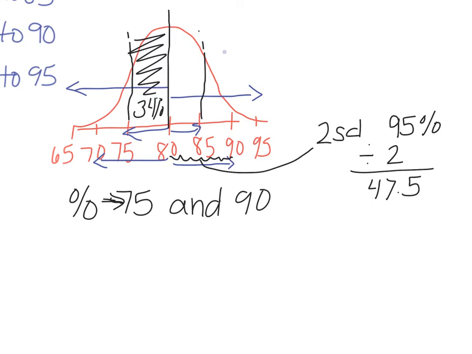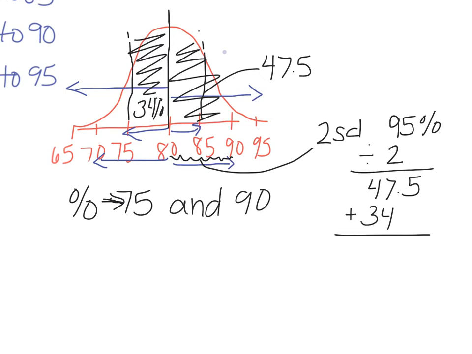And so this part here will be 47.5. So if we want to know the grand total of approximately what percent is between 75 and 90, I'm going to add the 34 and the 47.5 for a grand total of 81.5%.